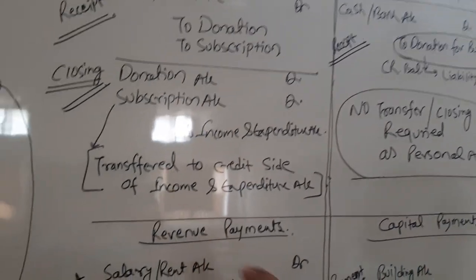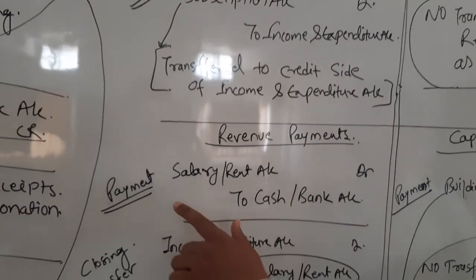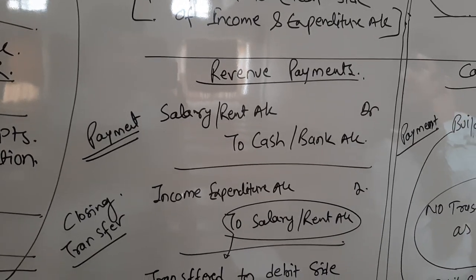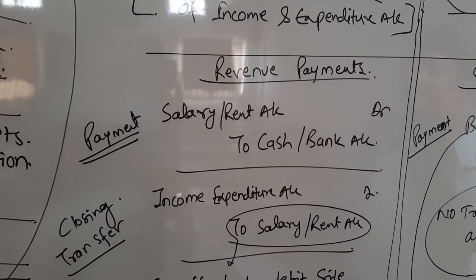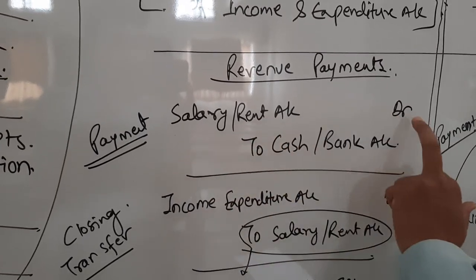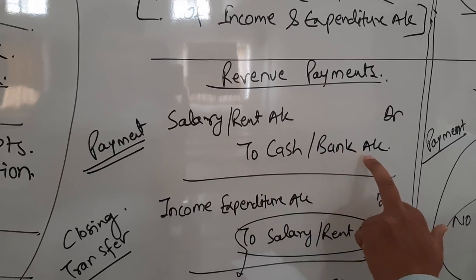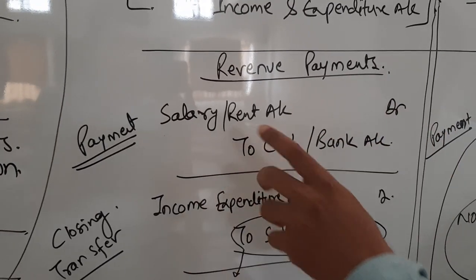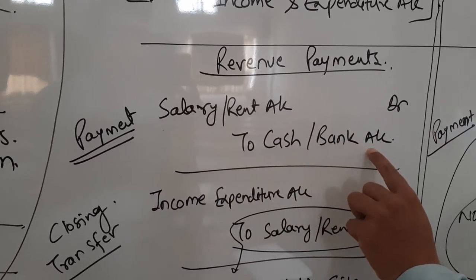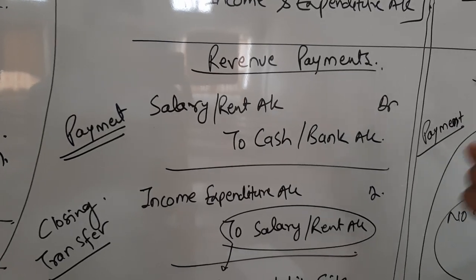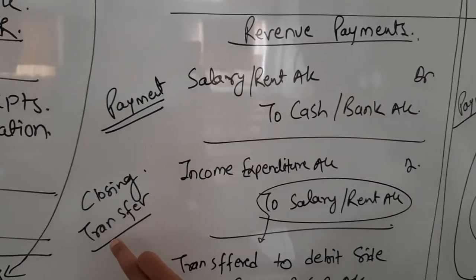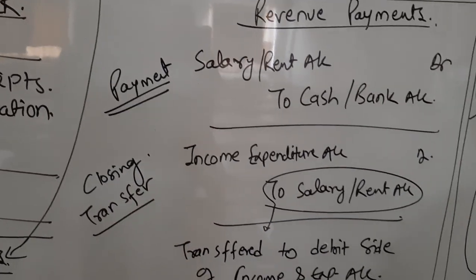Now about revenue payments. Revenue payments are expenditure, payment for expenses of routine nature like salary, rent, printing, stationery, etc. At the time of payment, salary or rent account is debited to cash or bank account. Whatever the expense, the name of that expense account will be debited and cash or bank account will be credited. Once again, being nominal accounts in nature, they are to be closed and transferred to income and expenditure account.